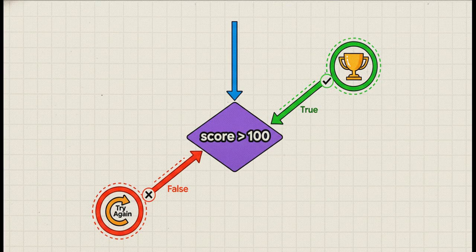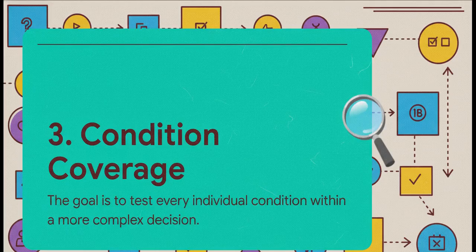Well, it's not enough to just test what happens when the player wins. For good decision coverage, you have to test both paths. One test case where the score is, say, 150, and another where the score is only 50. You've got to verify both the win logic and the try again logic.